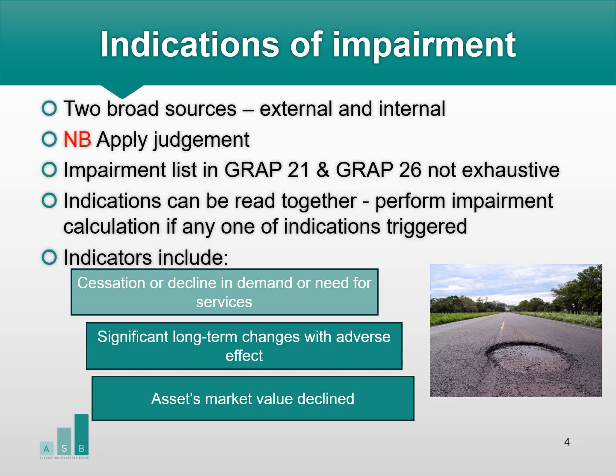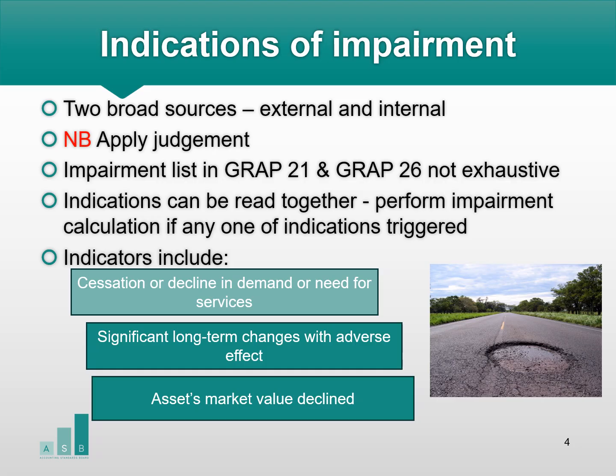Indications that an asset may be impaired, as included in GRAP 21 and GRAP 26, include, amongst others, cessation of the demand or need for services provided by the asset. For example, when there is no longer a need for a school in a specific area, as the demand for educational services has declined due to a reduction in the local population, as many residents have relocated to other areas.